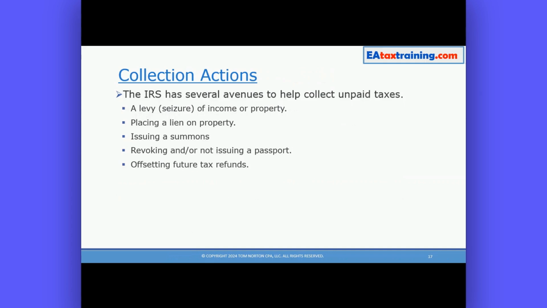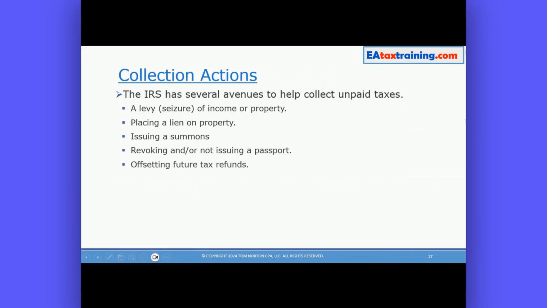Next is collection actions. So the IRS has several ways to collect unpaid taxes. First of all, they can levy income or property. And a levy is the same thing as a seizure. So, in other words, they can seize your assets or seize your income. They can also place a lien on property. They can issue a summons. They can revoke or not issue a passport. And they can offset future tax refunds to pay amounts that are due.